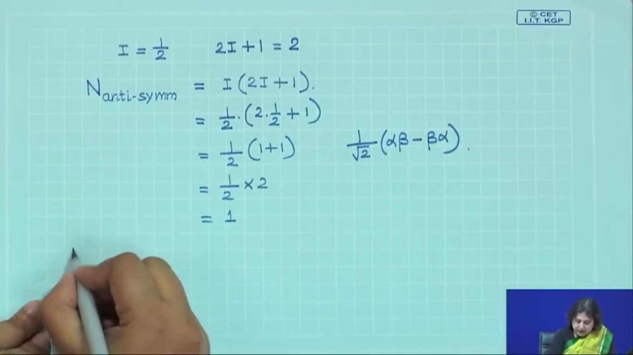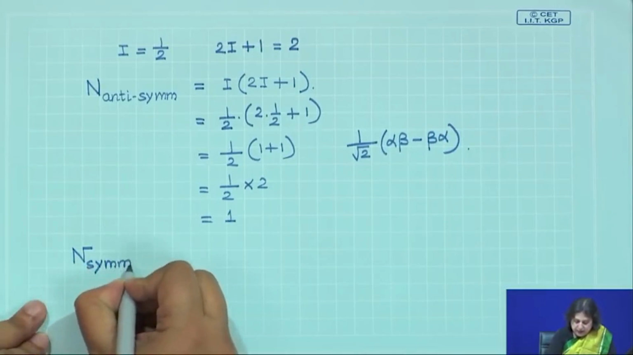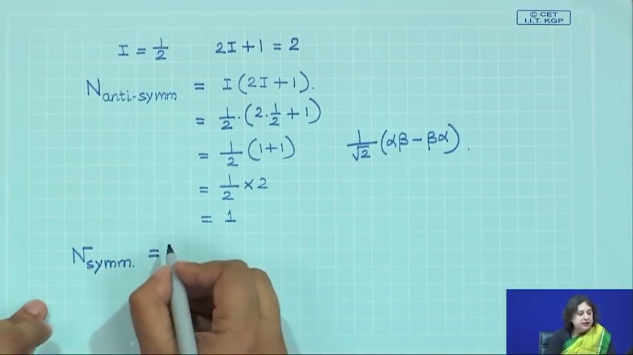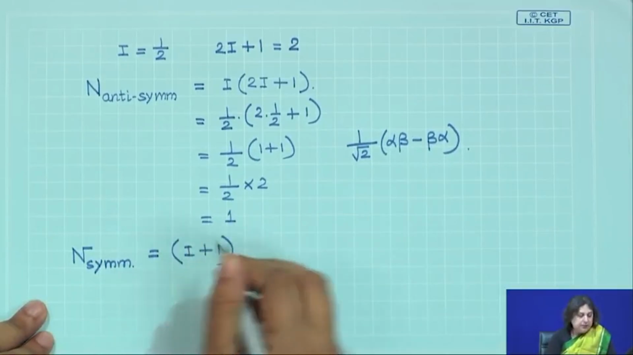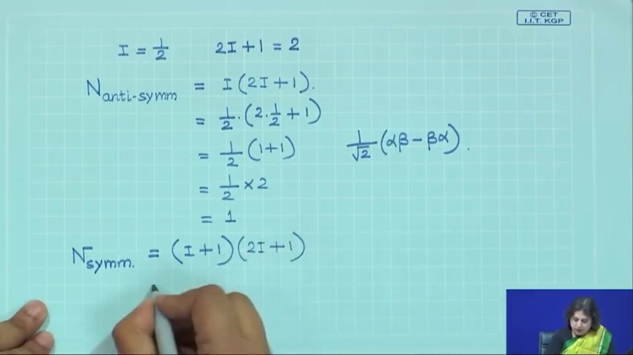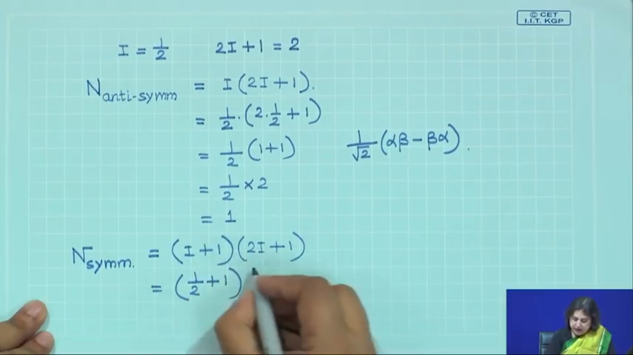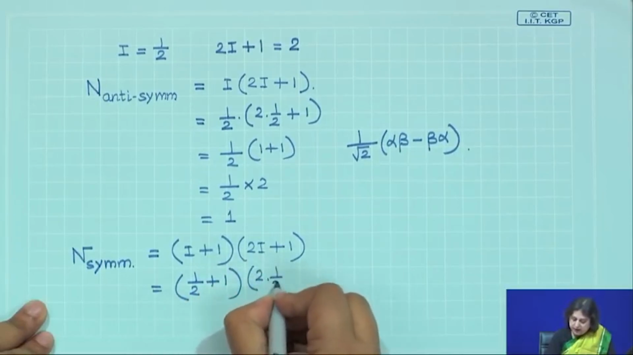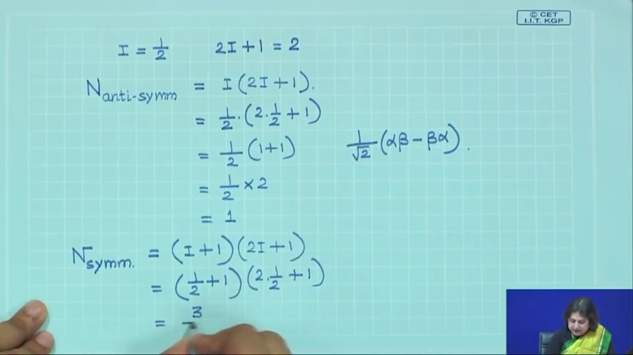Now, if I try to write down the number of symmetric nuclear spin wave functions in hydrogen, in general this number is given by I plus 1 into 2I plus 1. Now, what is I plus 1? That is half plus 1, and 2I plus 1 is 2 into half plus 1. So, I have here 3 by 2 multiplied by 2. So, the answer is 3.